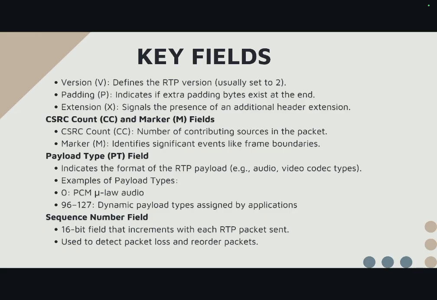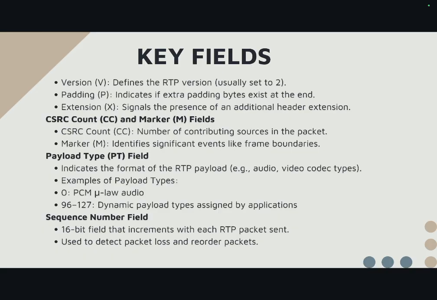Next is the CSRC count, which consists of 4 bits. This tells about the contributing sources from the transmitter. Second is the marker, which highlights significant events like time boundaries, frame boundaries, etc. Then comes the payload type, which consists of 7 bits, which indicates the format of the RTP payload, whether it is audio or video or any other data type.